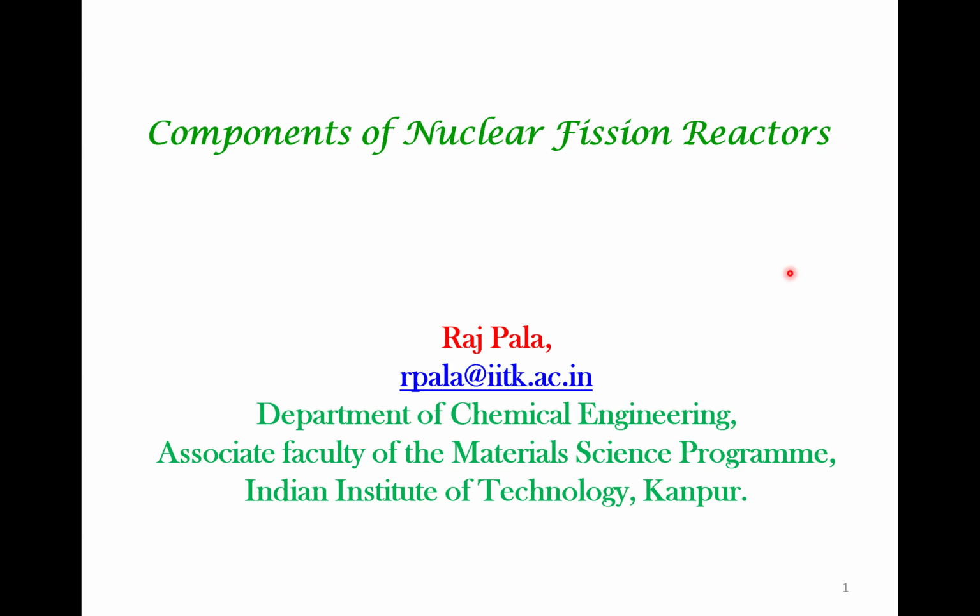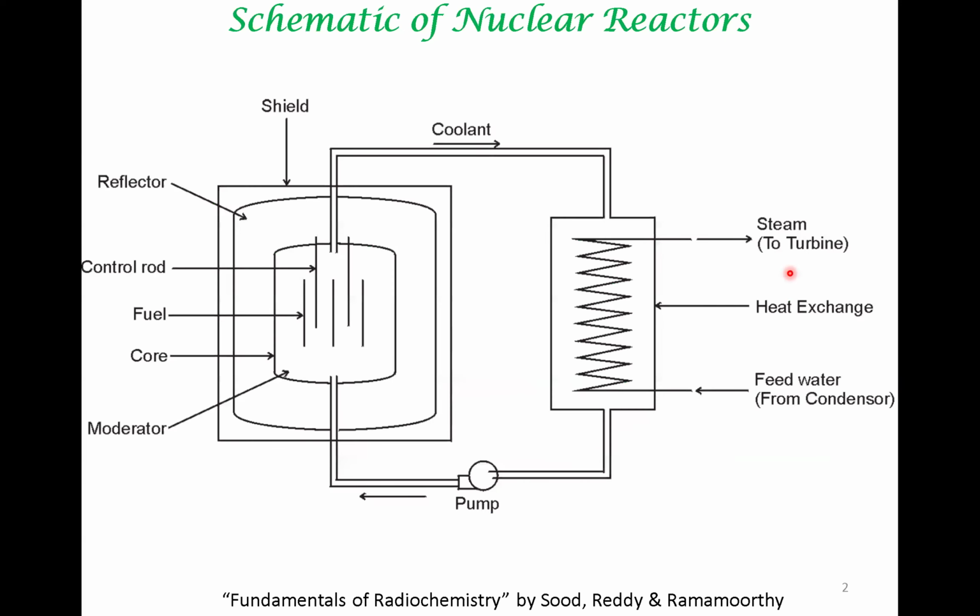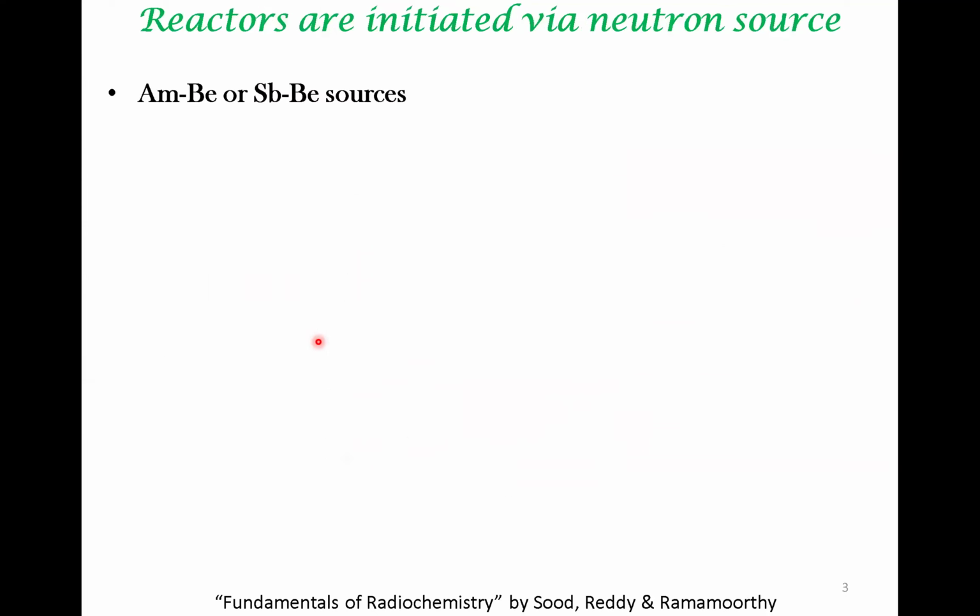Welcome back. In the previous lecture, we had derived an expression for change of neutron with time in a nuclear fission reactor. In this lecture, we will look at different components and their function in a nuclear fission reactor. We had described the different components via a schematic of a nuclear reactor. We will address the function of the different components in this lecture.